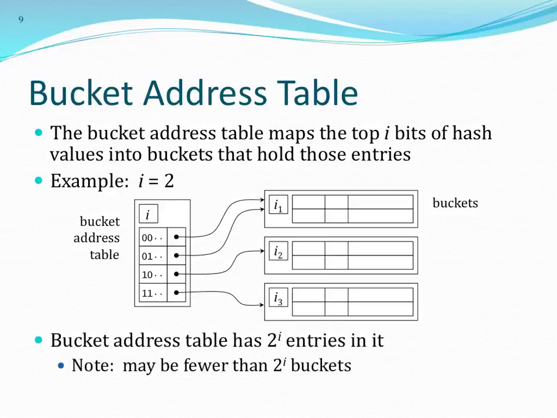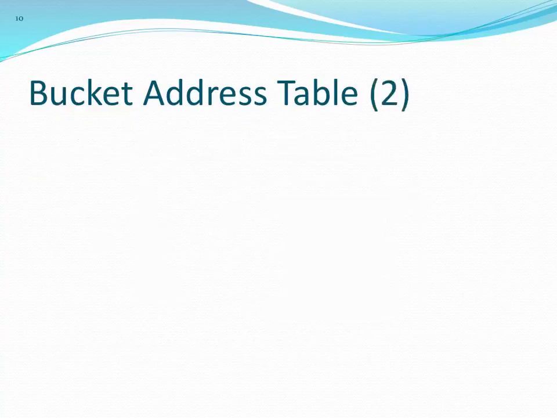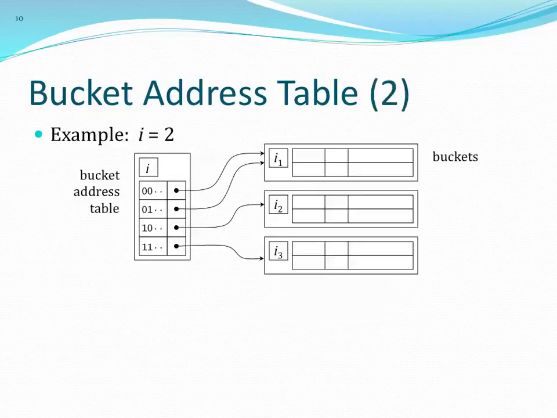Okay, so the bucket address table is going to have 2 to the i entries in it. Right now i is 2, so it's nice and small. So we only have 4 entries. But you can see that we could increment i, and we would double the number of entries in our bucket address table. Then we could increment i again, and it would again double the number of entries. So how do we use this to do incremental hashing?